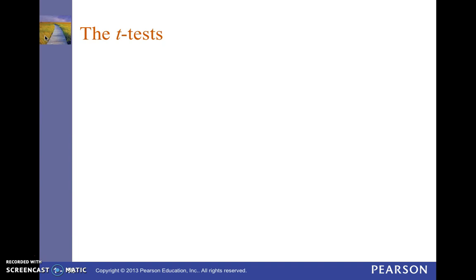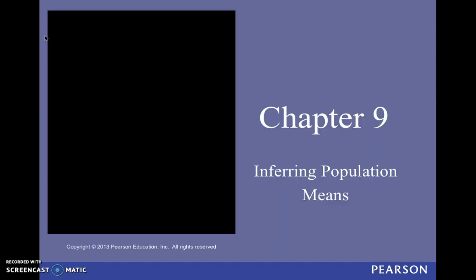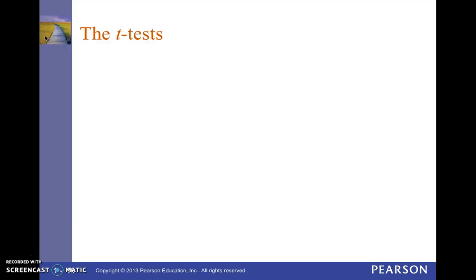By the way, probably jumped a little bit too quick. All right, so chapter 9 is on inferring population means. Okay, so the focus here is looking at means. And so the way that we do that is through a thing called t-tests. And there are actually 3 t-tests that are introduced in this chapter.